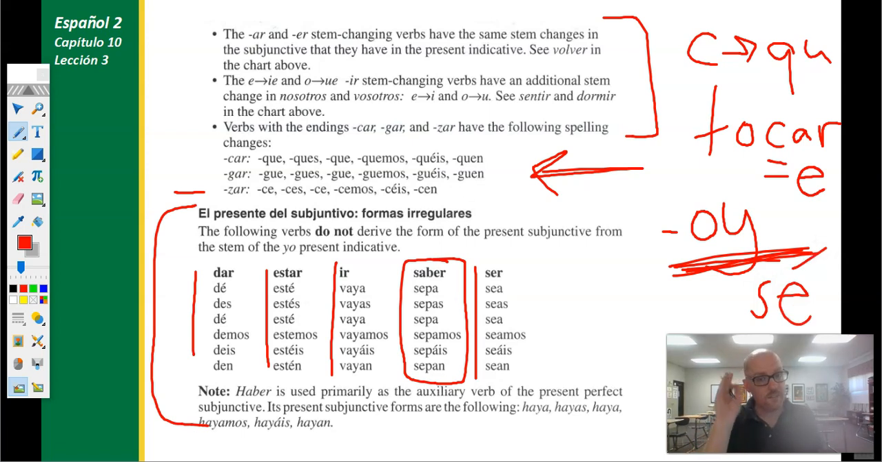Saber, to know as in facts and information. You cannot use this to form the regular subjunctive. So you just have to memorize this one as well. Sepa, sepas, sepa, sepamos, and sepan. And then the little note at the bottom. Haber is used primarily as an auxiliary verb, but the present subjunctive forms are haya, hayas, haya, hayamos, and hayan. Okay, we'll talk more about using that form a little bit later, but do know that the conjugated forms of haber in the subjunctive are detailed there for you at the bottom of that slide.